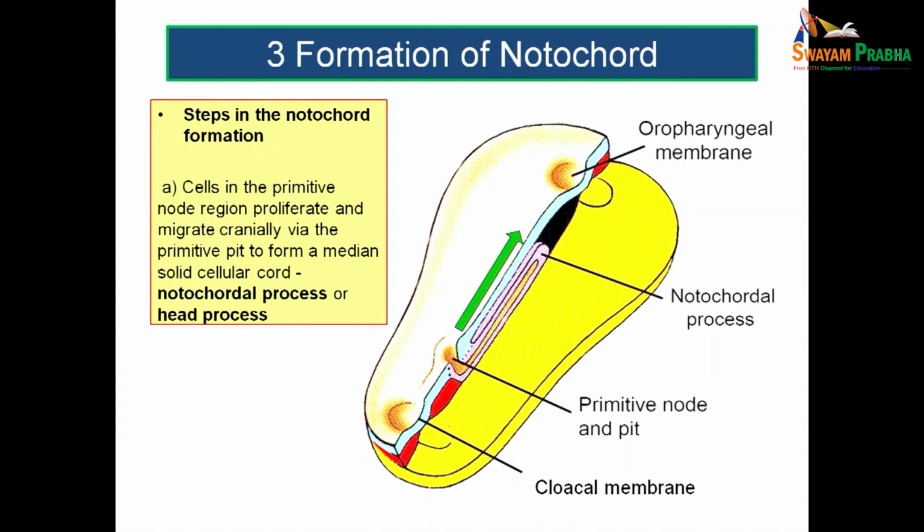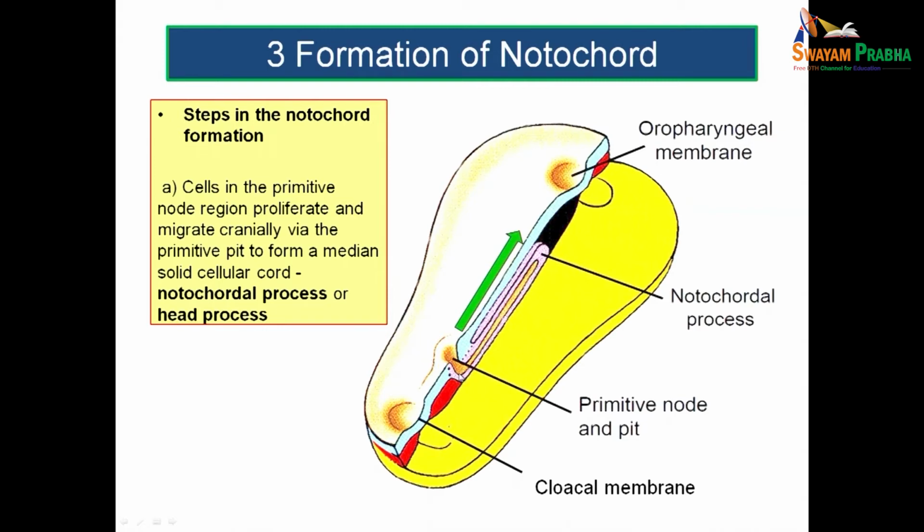First, what happens is the cells in the primitive node region. Where is the primitive node here? This is the cephalic end, this is the caudal end. You have the primitive streak here, you have the primitive node here. So the cells in the primitive node region proliferate and migrate cranially. So this is the cranial direction. This is the cephalic end, right? So the cells from this primitive node migrate cranially via the primitive pit.